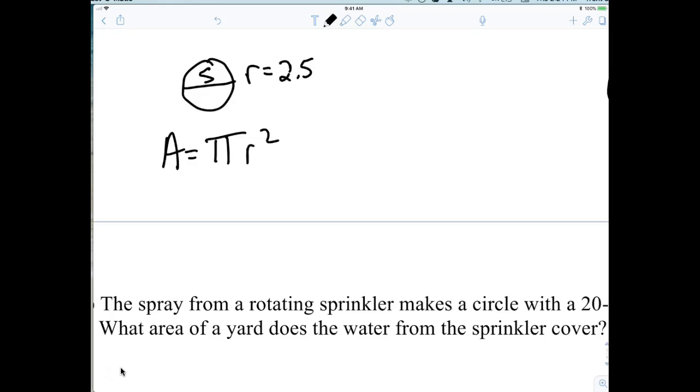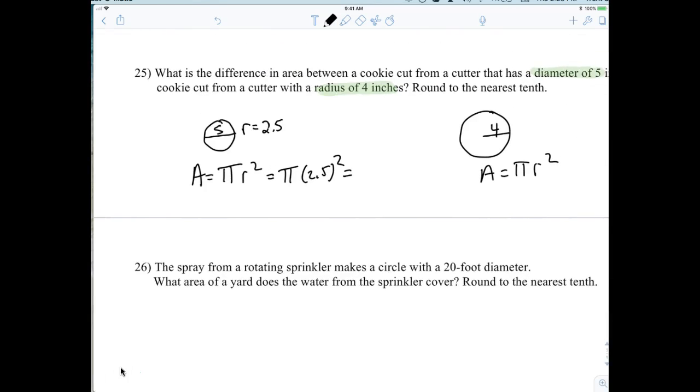So now I want to find the area here. Pi times 2.5 squared. Somebody give me that approximation. Were you not here yesterday? All right, go ahead. 19.6. All right. So we have what? Somebody said 19.6 what? Yes, inches squared.